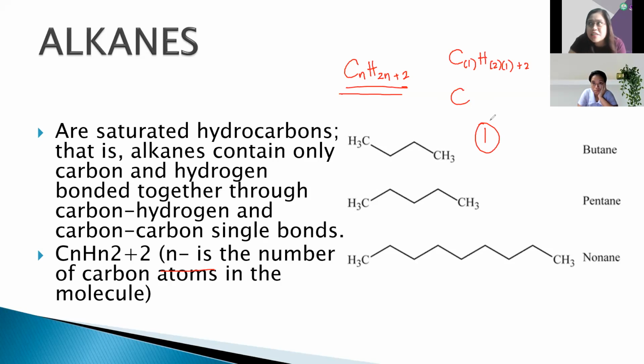Pero remember, just like in organic chemistry, we don't really write 1 as a subscript if 1 lang talaga yung number of atom. As is na yan siya. And then, sa hydrogen naman, 2 times 1 is 2 plus 2, it's 4. So this will be the chemical formula or the molecular formula of a 1-carbon alkane, CH4.